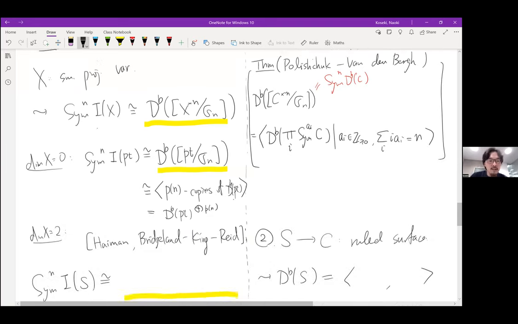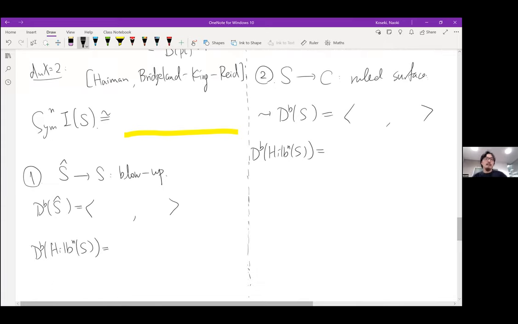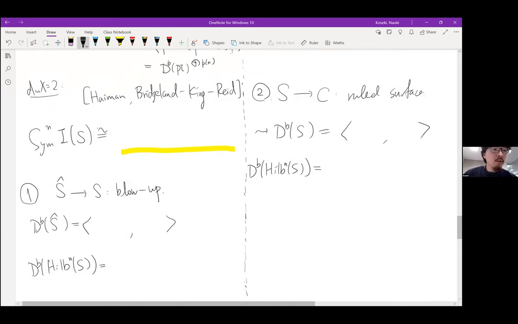So these are low dimensional cases, and here's the most interesting case of the surfaces. So S denotes a smooth projective surface. In this case, by the derived McKay correspondence due to Haiman and Bridgeland-King-Reid, Sym^n of DB of S is isomorphic to DB of the Hilbert scheme of n points of S. This is only a phenomenon in dimension 2. So starting from an interesting SOD on the surface, you can apply my main results to produce interesting SODs for the Hilbert scheme.